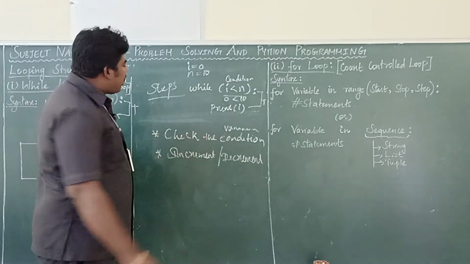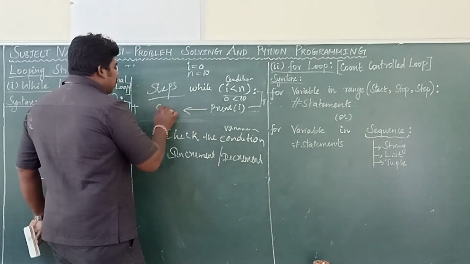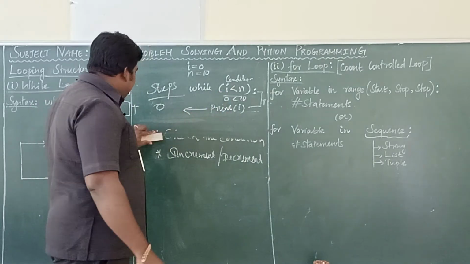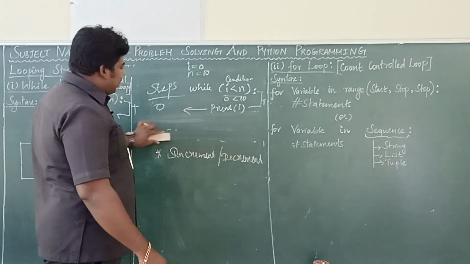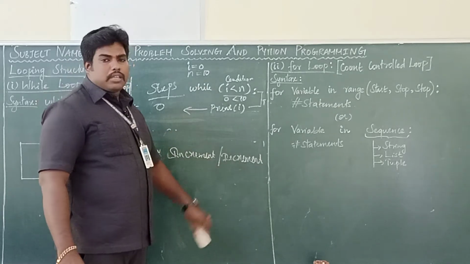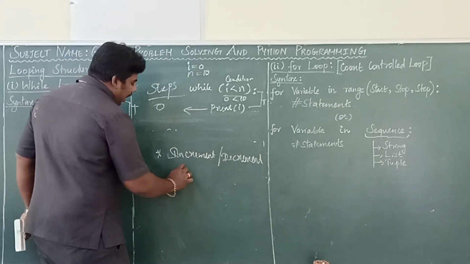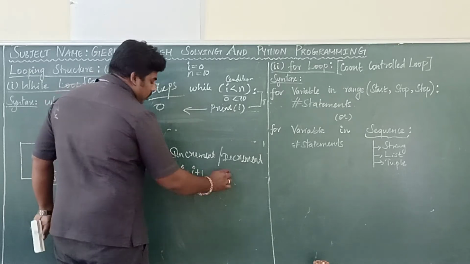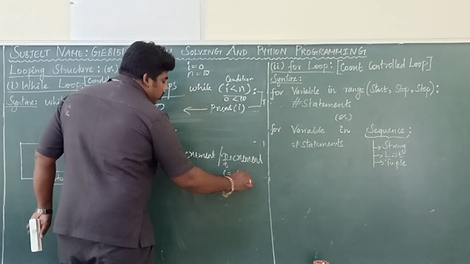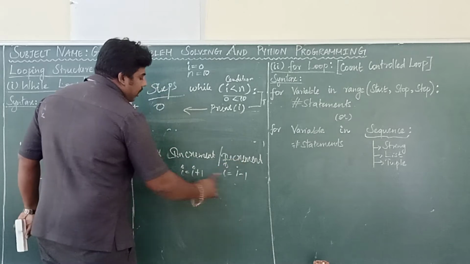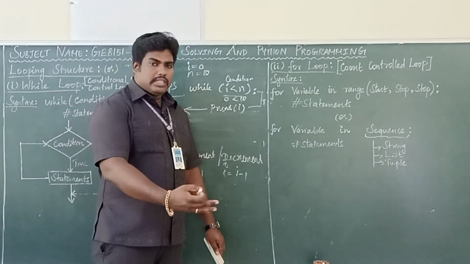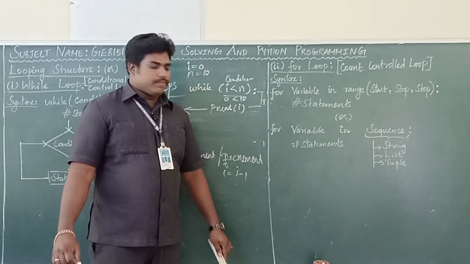So, what's the output here? At first, the output is 0. Why? The i value is 0. Now, the third is the important point: increment or decrement. What is increment? i equal to i plus 1, adding 1. i equal to i minus 1 is decrement. Adding by 1 is increment. Decreasing by 1 is decrement.